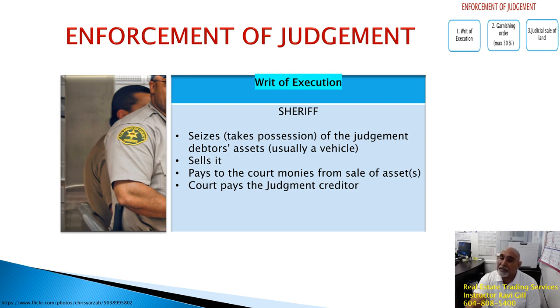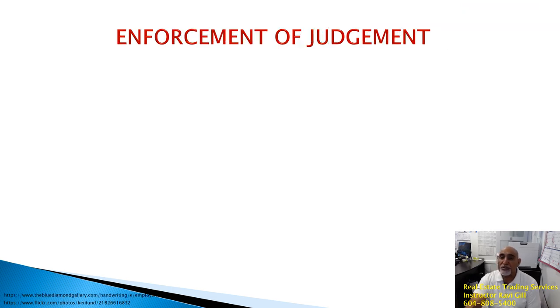Maybe he has a job, or there's money in his bank account. Then he probably won't force the sale of his car, because maybe he needs the car to get to work. So the second one is garnishing. Garnishing is where two possibilities are available to the judge: garnishing of his wages or garnishing of his savings.